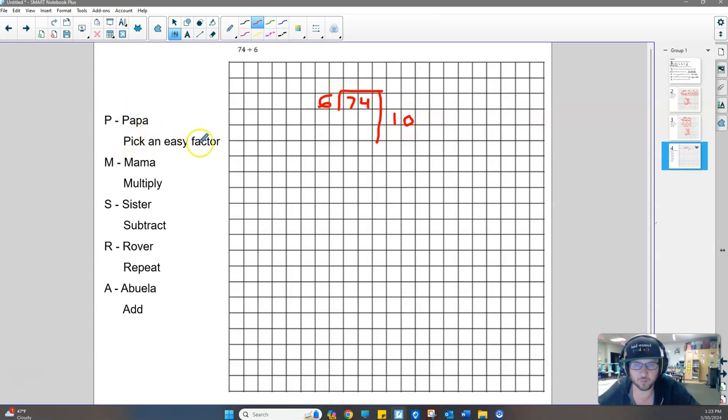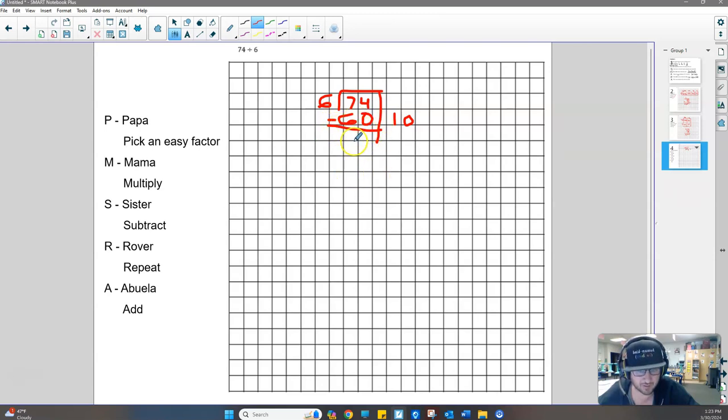Okay, Papa, pick an easy factor. 6 multiply 10, that's a pretty easy factor. 10s are always easy. Mama tells me to multiply. 6 multiply 10 is 60. Sister tells me to subtract. So I'm going to subtract those two.